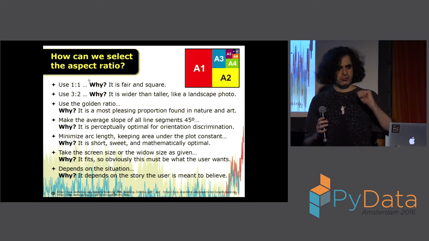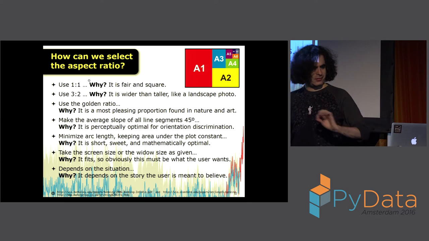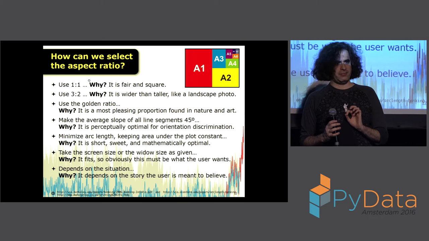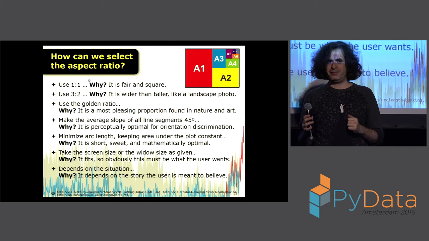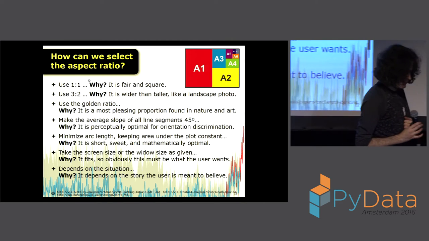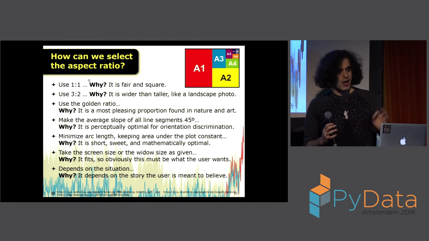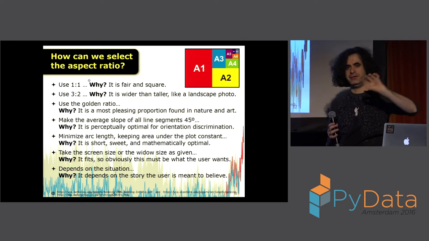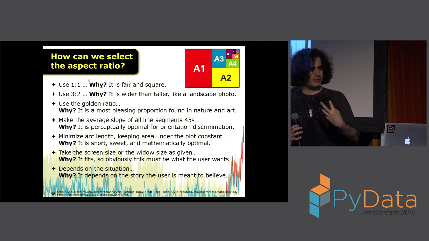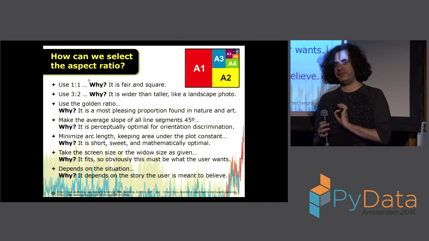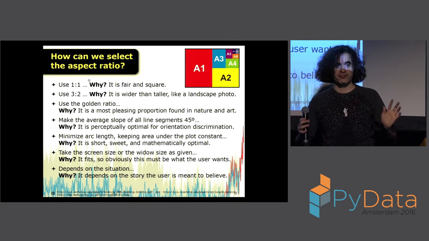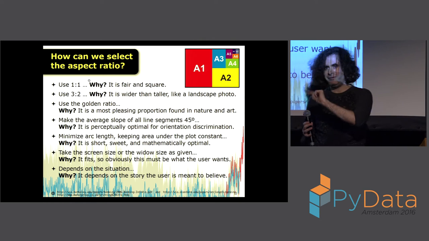What about 3-to-2? It's wider than it is taller, and it is the size of a landscape photo. Who thinks that's about right? 3-to-2, it seems simple enough. Yeah, there's a few of you, certainly. There might be some people who like print publishing. Okay, but what about the golden ratio? The preferred ratio of art, the most pleasing proportion of nature, that magic number that keeps reoccurring in spirals. Who thinks that the golden ratio is the magical ratio?